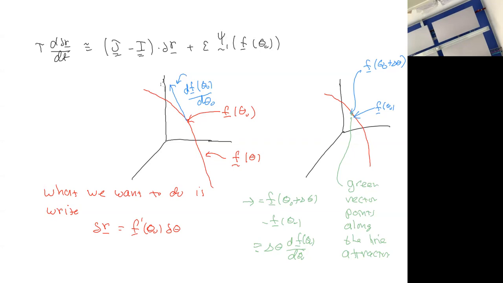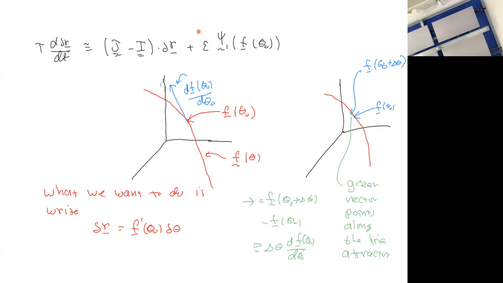So we care about moving along the line attractor. We don't care about movement away from the line attractor. However, this is why it gets kind of hard. If we wrote delta R equals F prime, this is a particular vector in a particular direction, there's no guarantee it's going to line up with the right-hand side, which is also a vector.